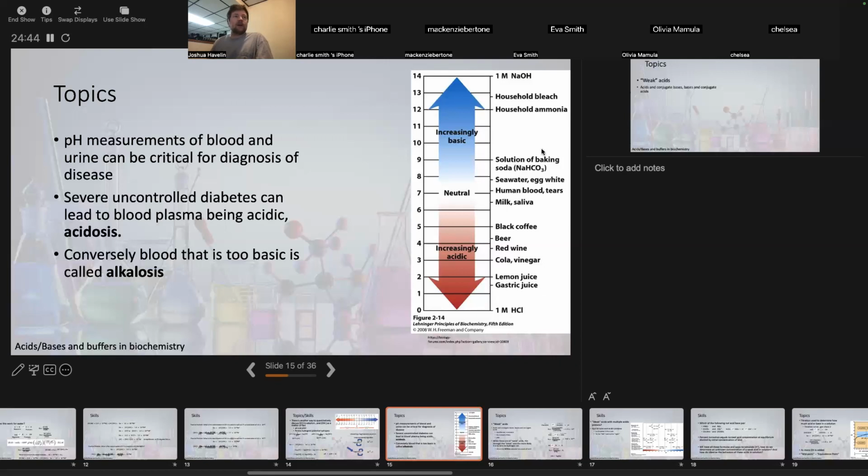If we go up, a solution of baking soda, sodium bicarb, is actually a little basic, around pH of 9. Household ammonia has a pH of roughly 12. And then bleach, which is sodium hypochlorite, actually has a pH somewhere around 13. So any questions about that?